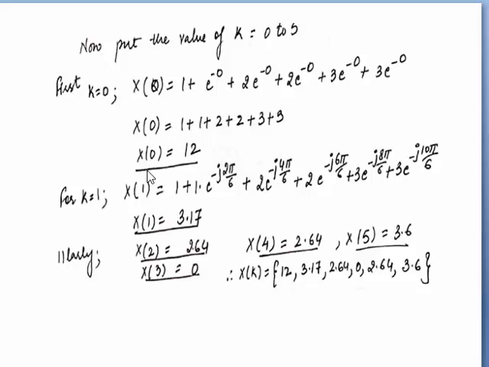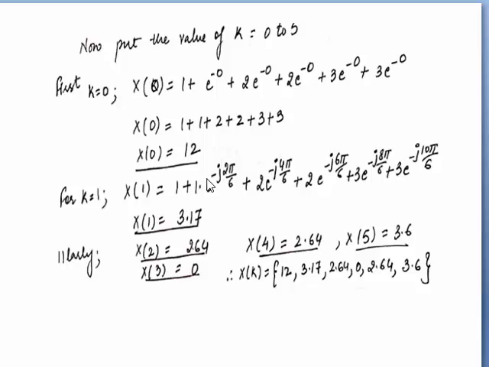In the same way, now we put k equal to 1 in the previous equation of DFT that we already found. So X of 1 is equal to 1 plus 1 into e raised to power minus j 2 pi by 6, plus 2 into e raised to power minus j 4 pi by 6, plus 2 into e raised to power minus j 6 pi by 6, plus 3 into e raised to power minus j 8 pi by 6, plus 3 into e raised to power minus j 10 pi by 6.